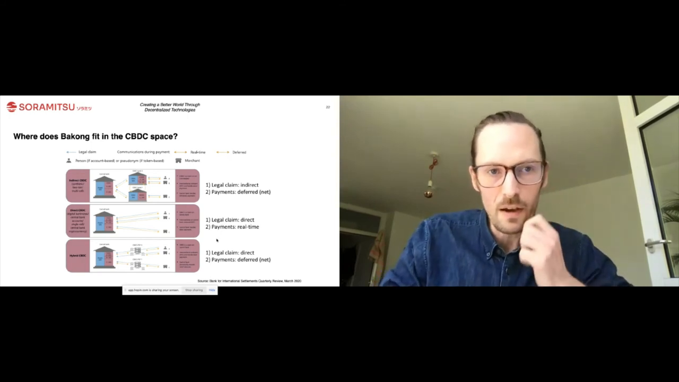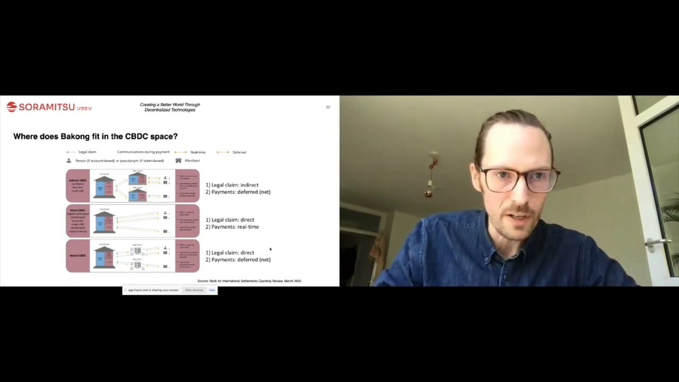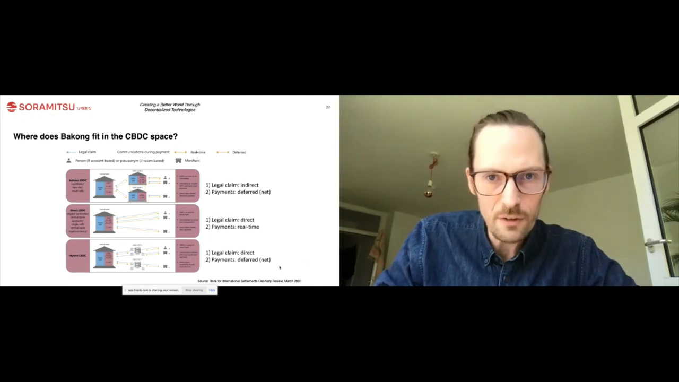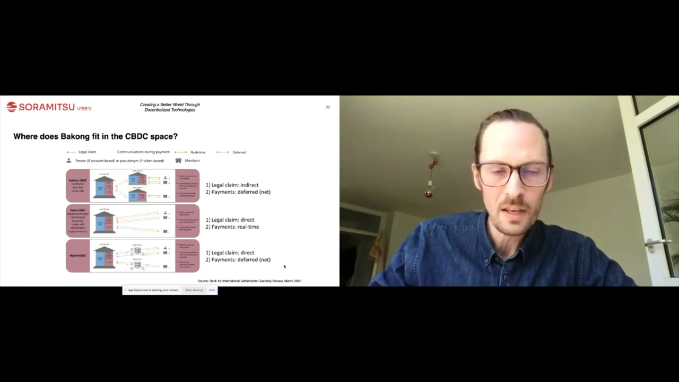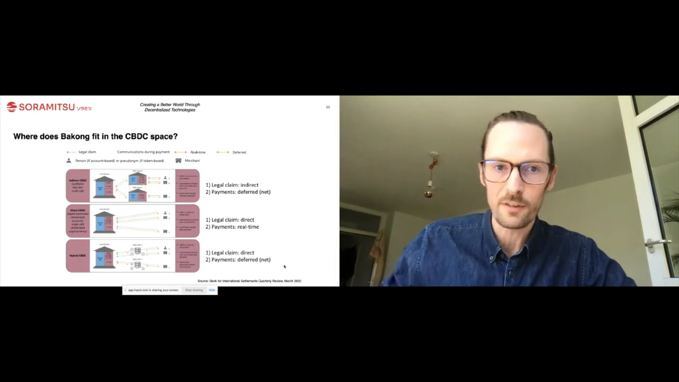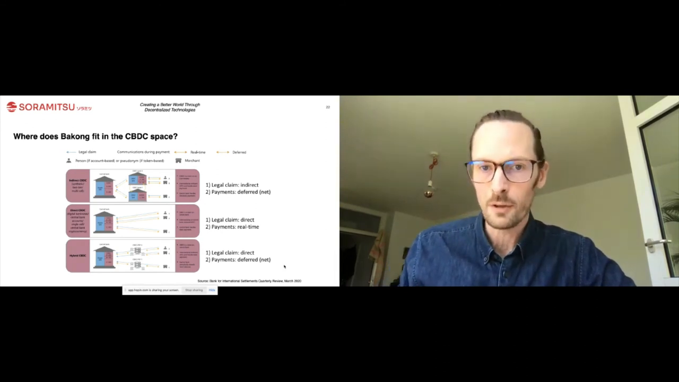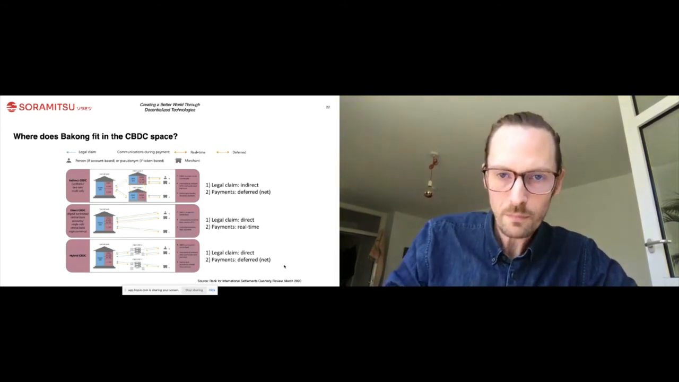And Auer and Boom, who created this typology, define an indirect CBDC as one in which the legal claim is mediated by intermediaries and payments are deferred. They define a direct CBDC as one in which the legal claim is direct on the central bank and the payments are conducted in real time.